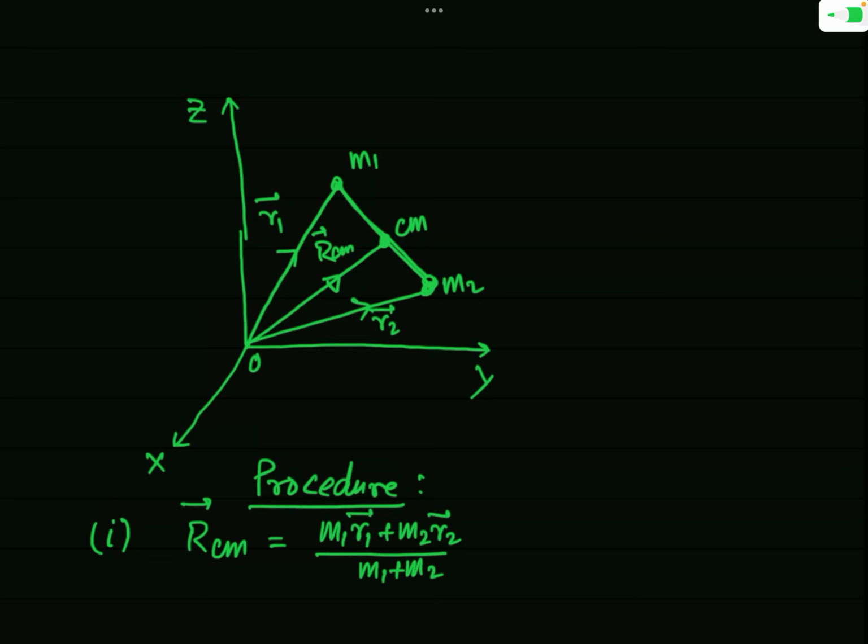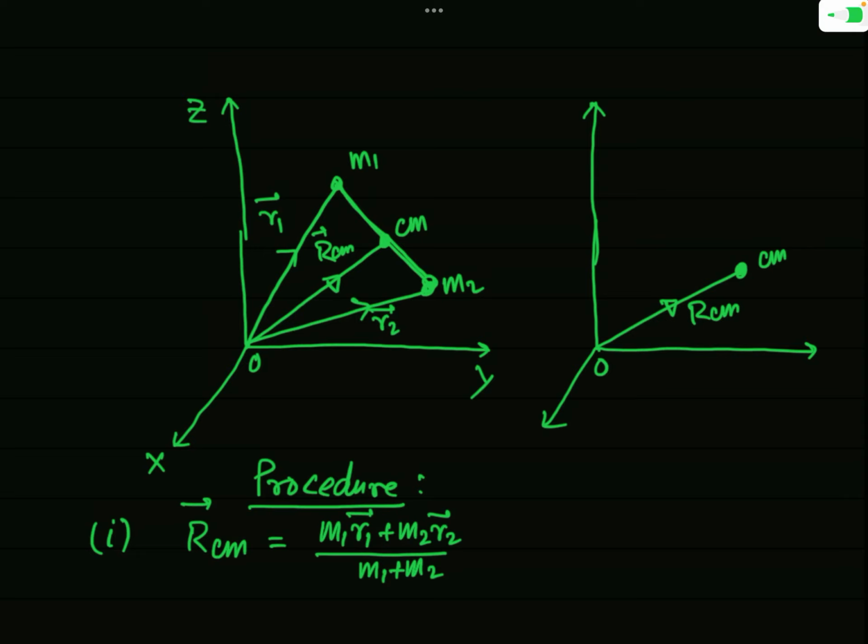Now once you have decided the position of the center of mass, then imagine that the origin of the coordinate system is not at O, but is now located at the position of the center of mass. It means you have to shift the origin. This is in fact RCM.